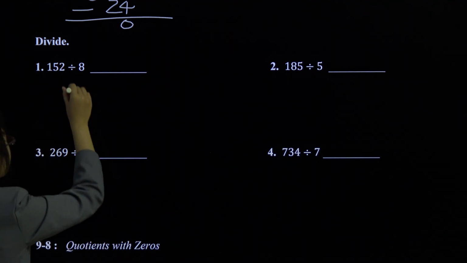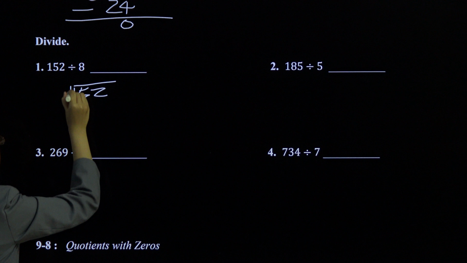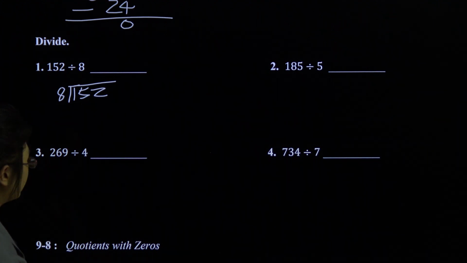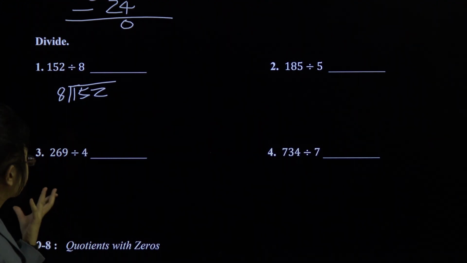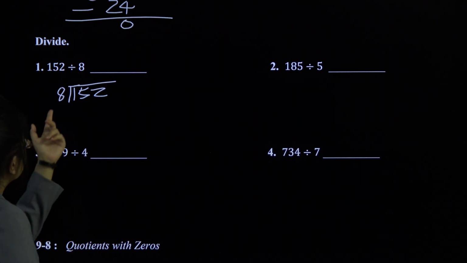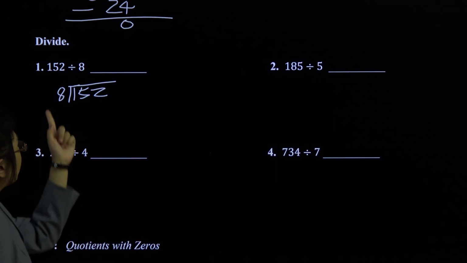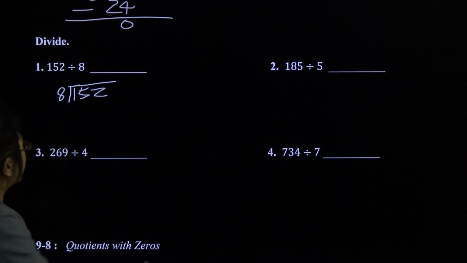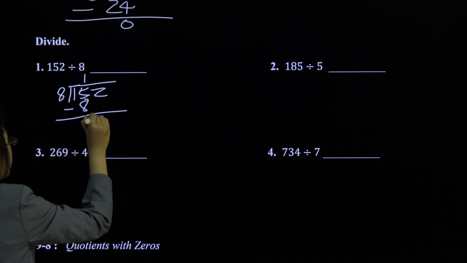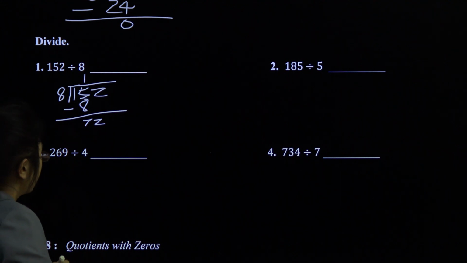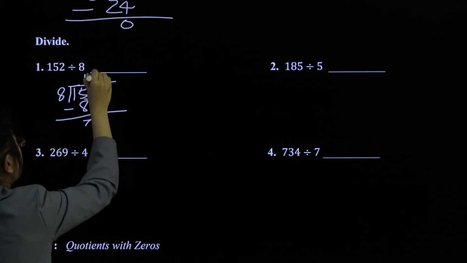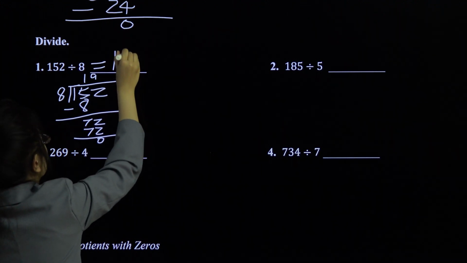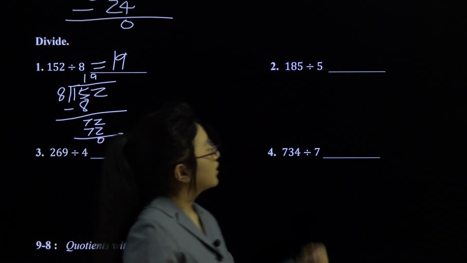152 divided by 8. Here's a question you have to ask yourself when you're dividing numbers that have more than 2 digits. 8 does not go into 1. So you include 1 more digit. And 8 goes into 15 once. And then it's 7. And then you drag down the 2. And 8 goes into 72 9 times. The answer is 19.2.